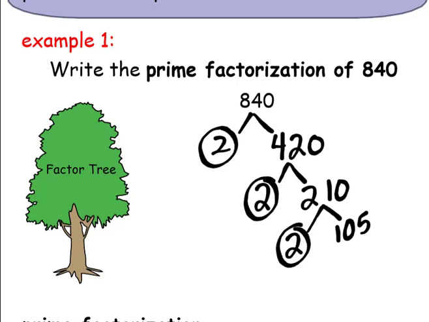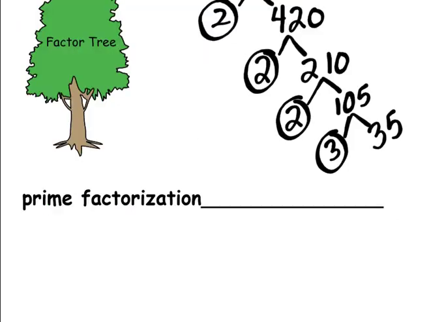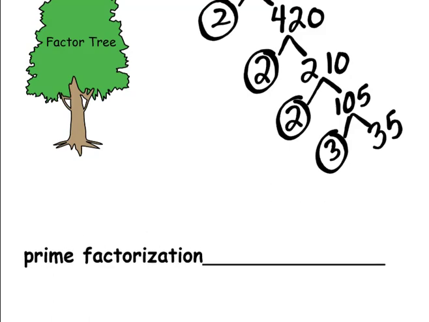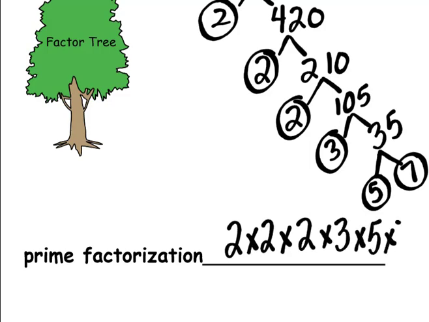Now 105 doesn't divide by 2, so I'm going to try another prime factor. 2, then 3. So does it divide by 3? Yes, it does. 3 times 35, you can get your calculator out if you need to. And then I can check the 35, and 35 is going to break down into 5 times 7, and those are both prime factors. So if I look at what I have left, I have a 2 times a 2 times a 2 times a 3 times a 5 times a 7. That is called the prime factorization.